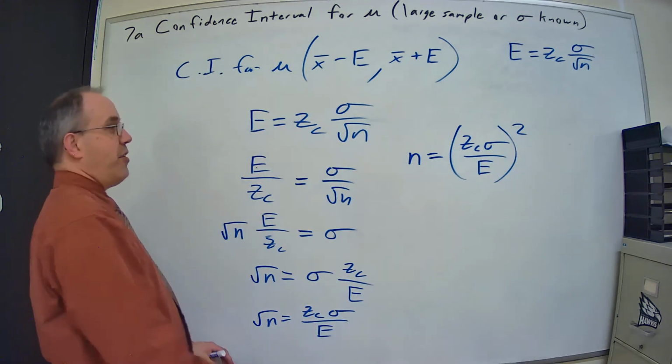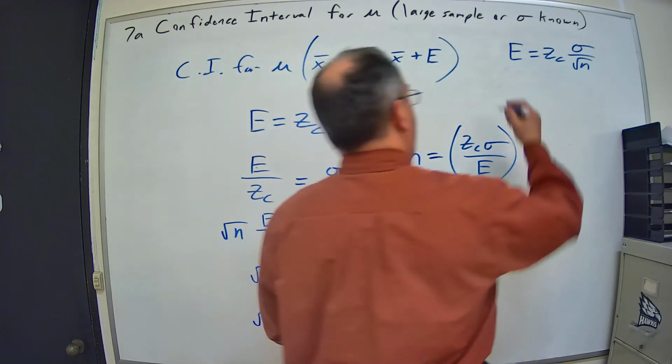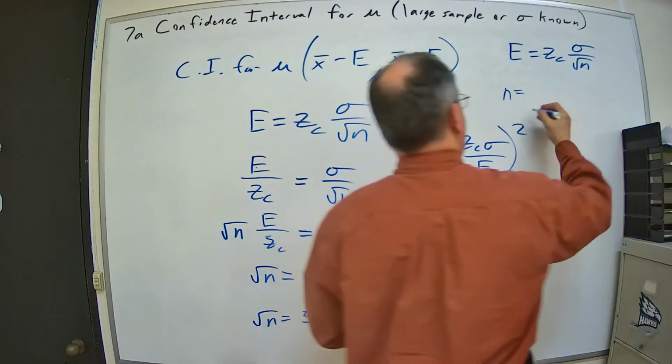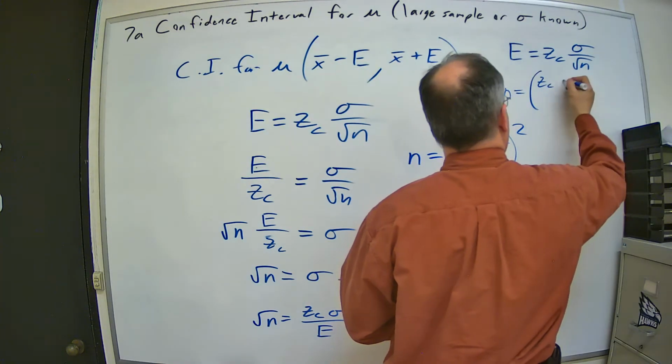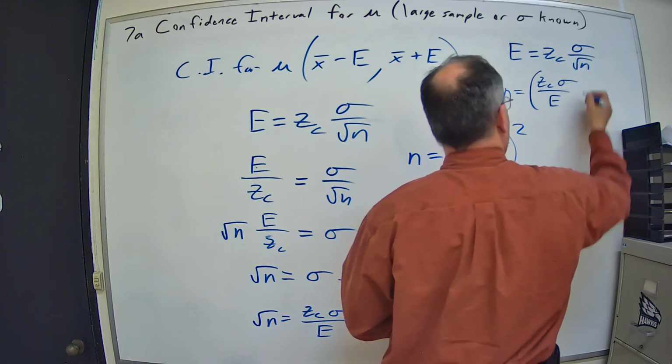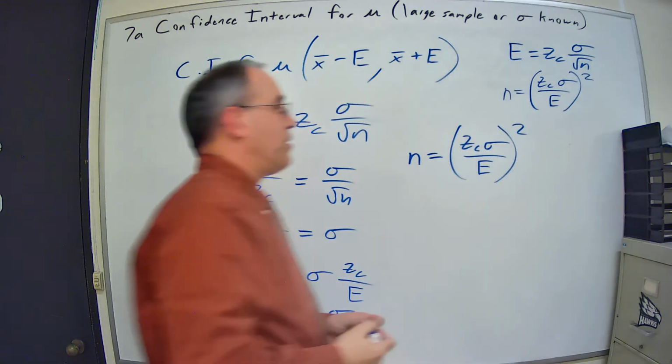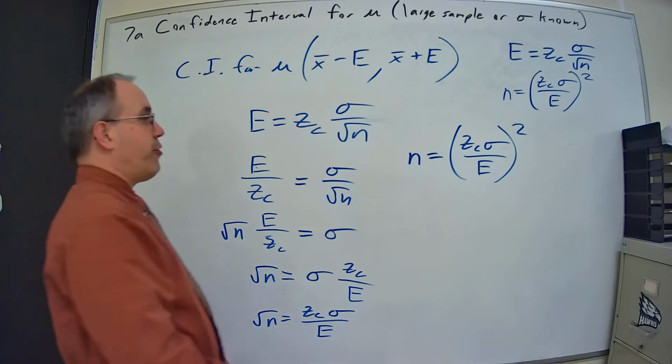So now that we have all that, that's going to be our formula. I'm going to move that up here. N is equal to z sub c sigma over e, the quantity squared. We're going to reverse the process.